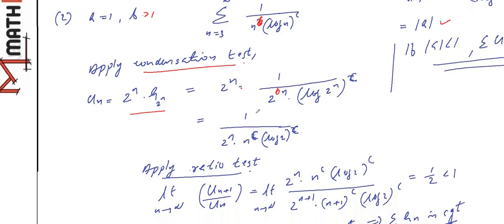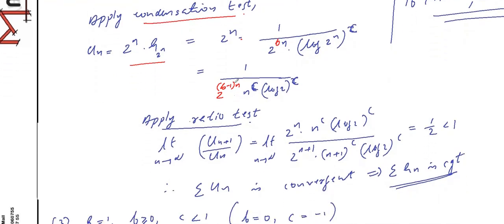So this is what you will get. I'll write it like this: it's 2 to the power (b minus 1) times n, and n to the power c times (log 2) to the power c. In this step you apply the ratio test. Actually we need to check the convergence of sigma un, and this is that sequence. So apply the ratio test here.